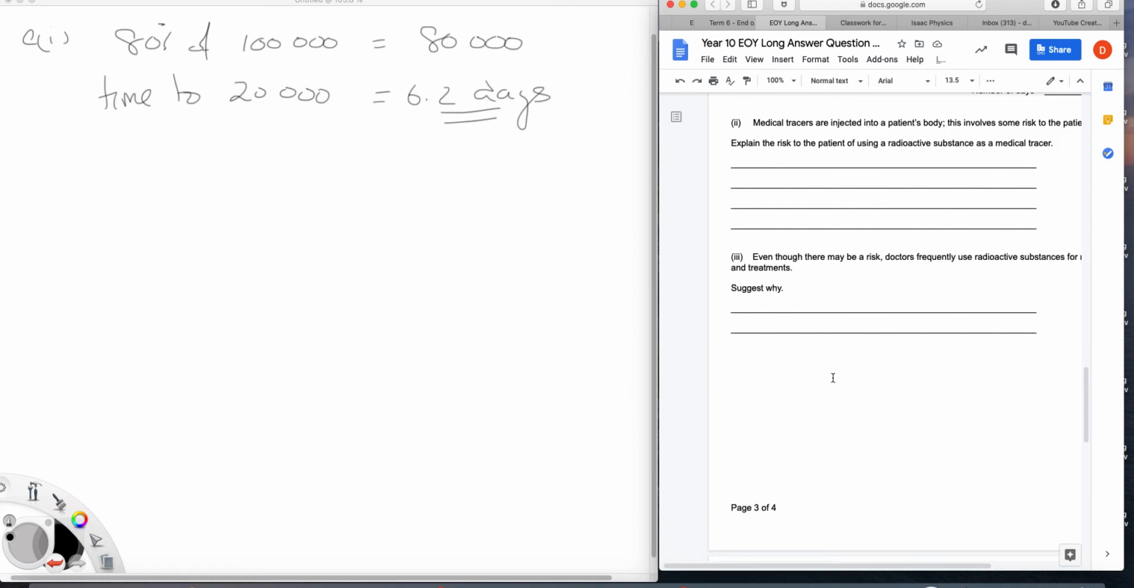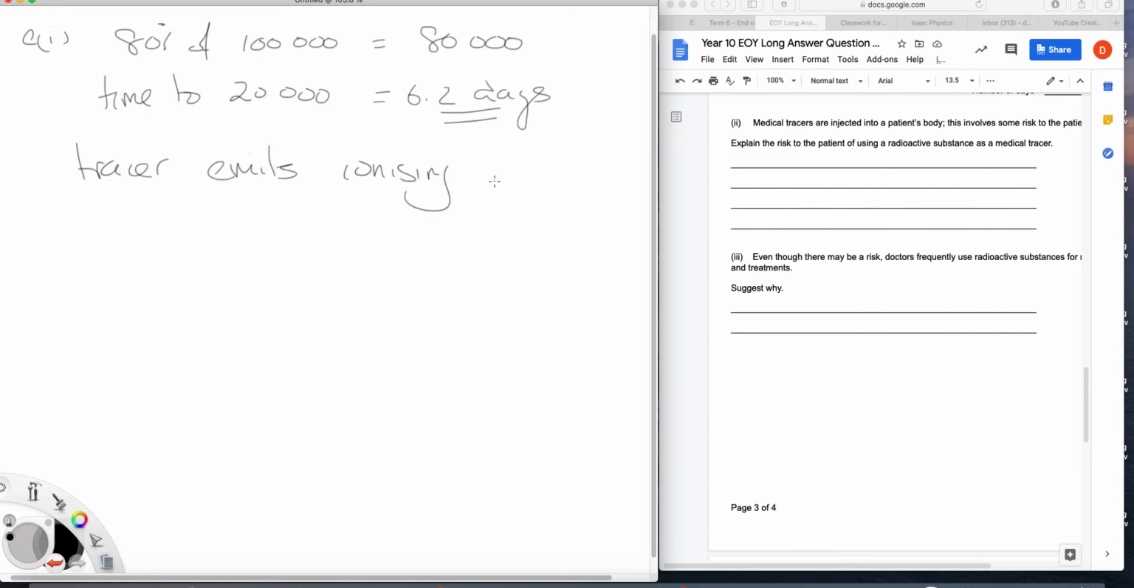Well, the tracer emits ionizing radiation. I reckon ionizing is worth a mark. And that damages living tissue. So ionization damaging living tissue.